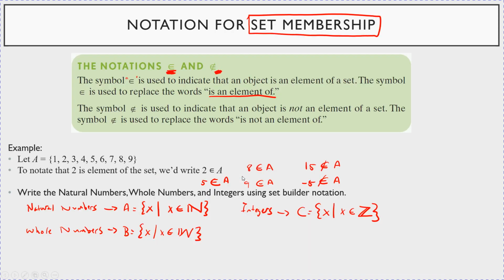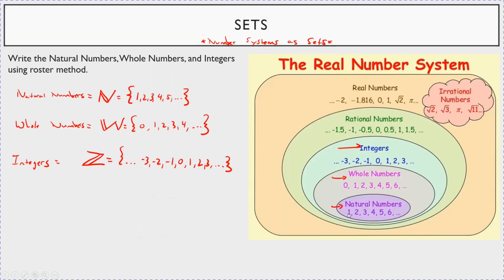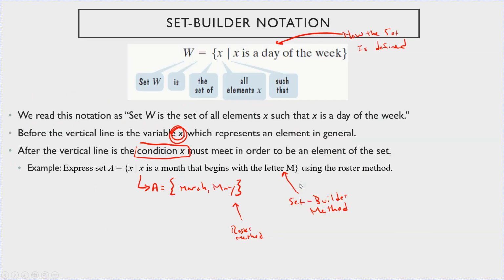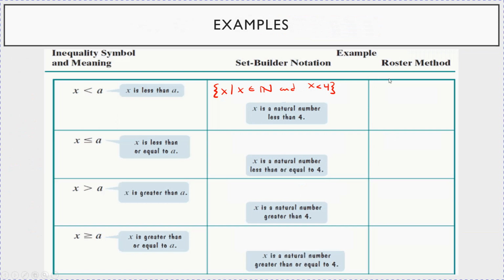So, what exactly are the natural numbers? The natural numbers start at 1, so there's no 0 and no negatives. So what are the natural numbers less than 4? Sometimes it's easier to see it in roster method. It's just 1, 2, 3.